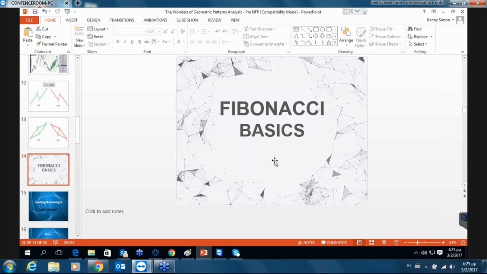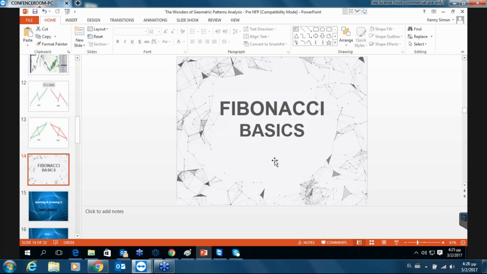Anything below 100%, I use it to enhance the shape or the geometric pattern. I need it to know where my C point is. So that is for the Fibonacci retracement. For the Fibonacci extension, this is when I use it to help me predict the D point.